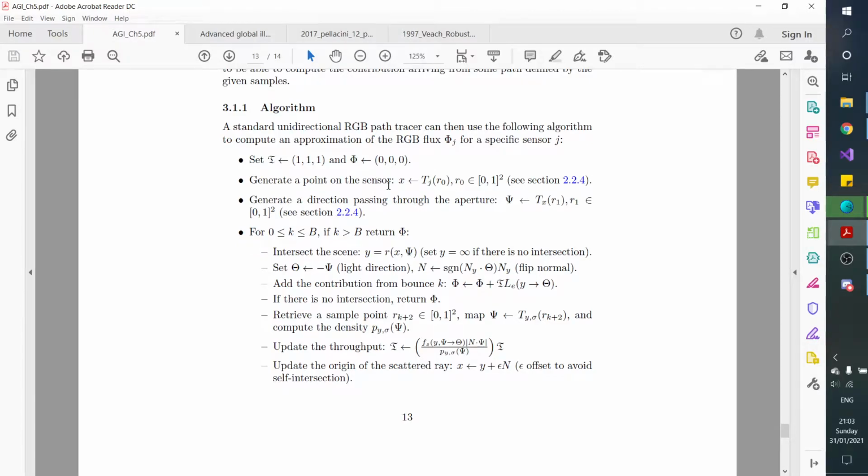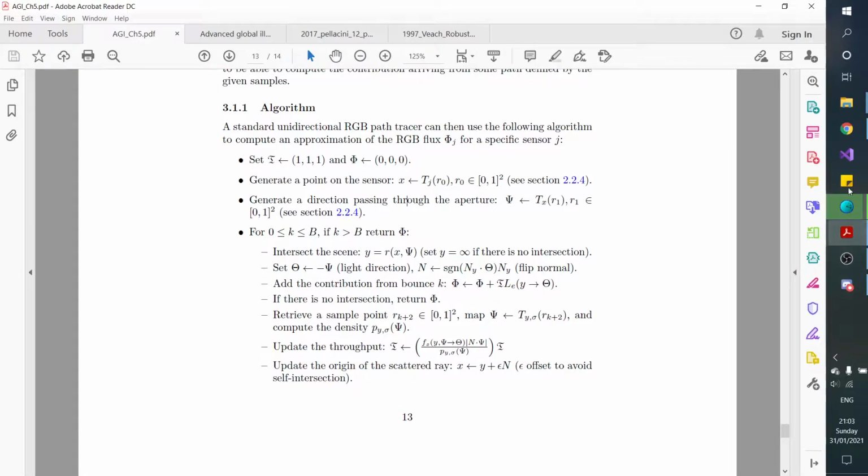So the first thing to do would be to generate a point on the sensor. You have a camera, you have the film of the camera in your virtual world, and some subset, let's say some rectangle on that film, corresponds to your pixel. So you want to integrate over that area. So the first thing would be to generate a point X inside that pixel, given, let's say, a random number in the square [0,1]. And you have a transformation to go from here to here.